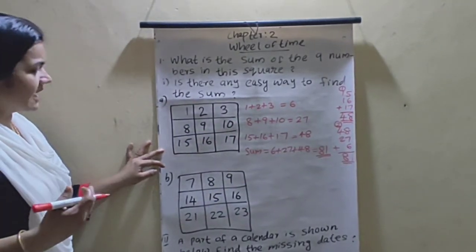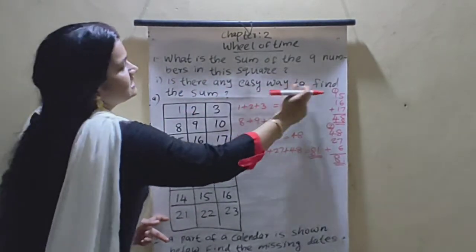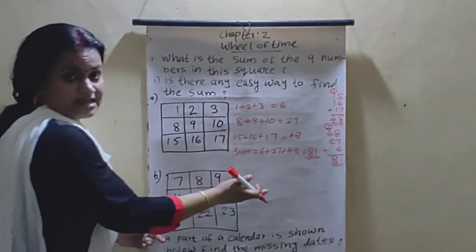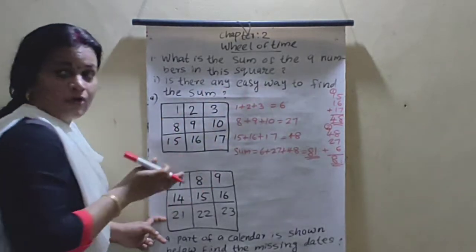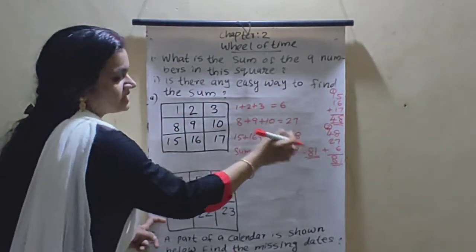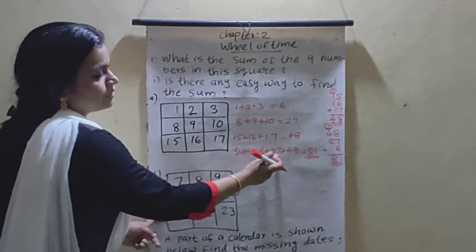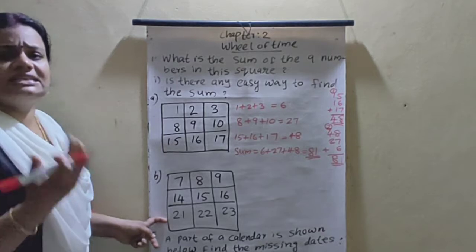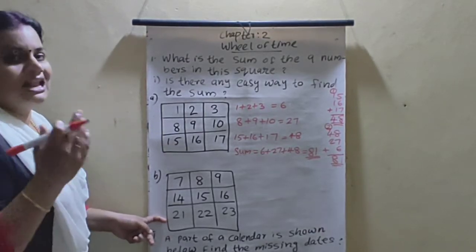Then what about the second question? Look at the second question: is there any easy way to find the sum? In the first method we need a few more steps. First we add the numbers row wise, then we add those sums at the last. 6 plus 27 plus 48 is equal to 81. Then what is the easy way to find the sum? Any idea? Let us explain.